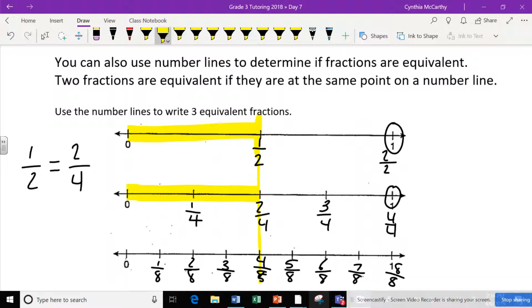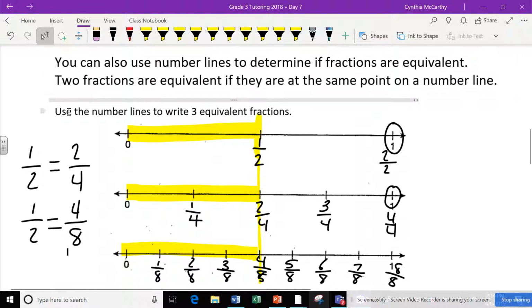I can also compare 1/2 with 4/8. It looks like this when I write it. 1/2 is equivalent or equal to 4/8. My question, as you can see though, asks me to use the number line to write three equivalent fractions. I have 2. I need to find one more.